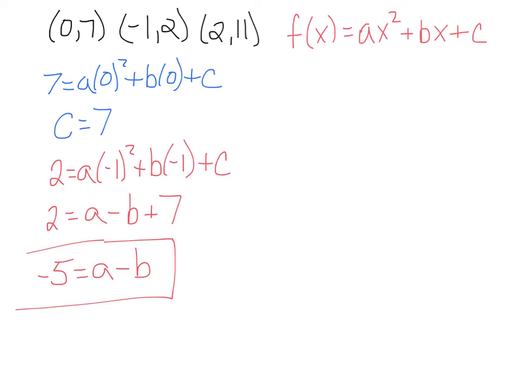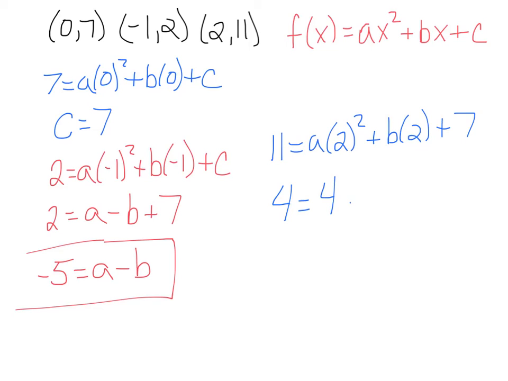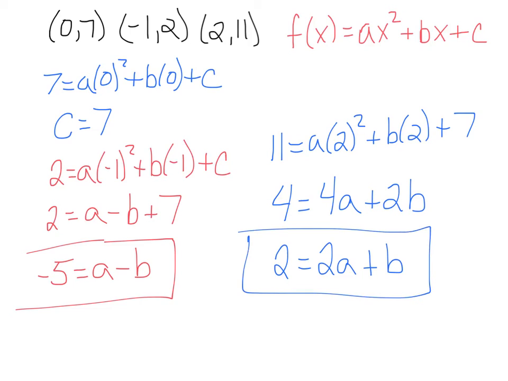Okay, but we're going to move to 2, 11 and use that one. Again, 11 is our y value. And we're going to say a times 2 squared plus b times 2. And our c value is still 7. So if I simplify this, I'll subtract the 7 over and get 4. 2 squared is 4a plus 2b. And in this case, all 3 terms are divisible by 2. So I'm going to divide them all by 2 and get 2 equals 2a plus b. And we're going to use these 2 equations to finish this off.